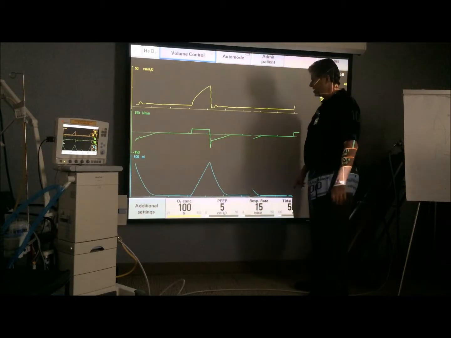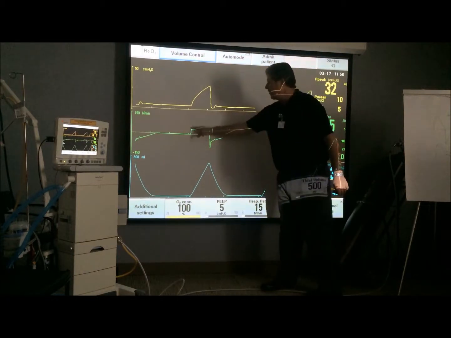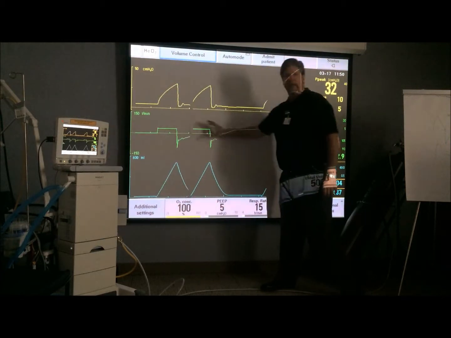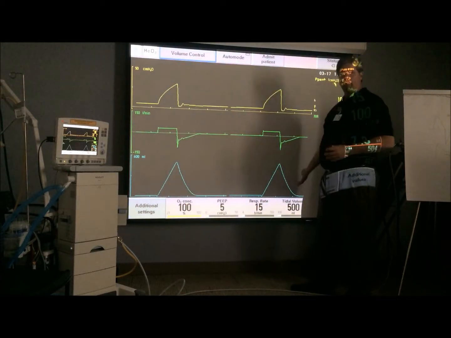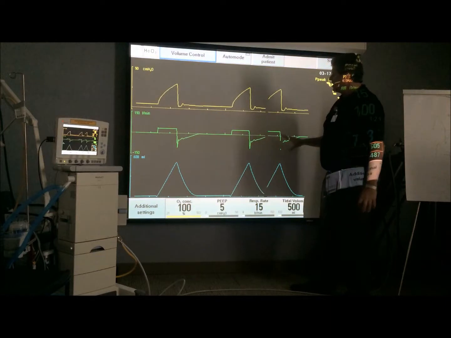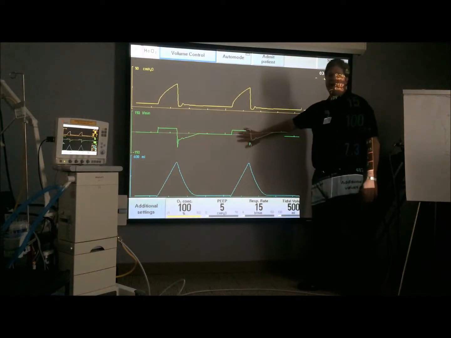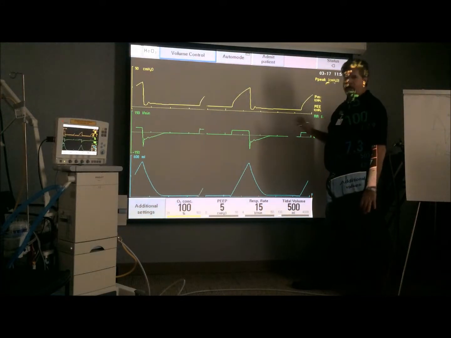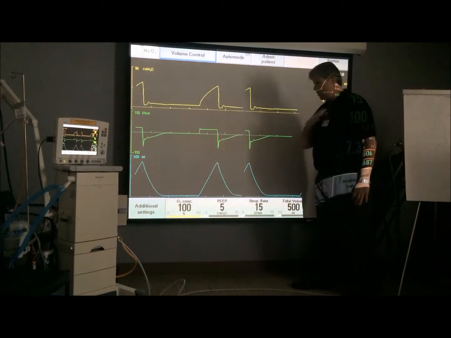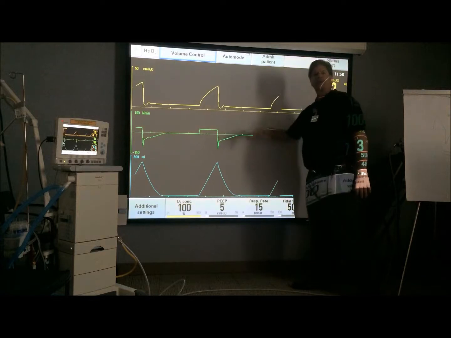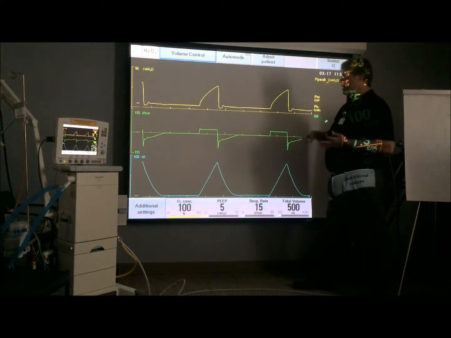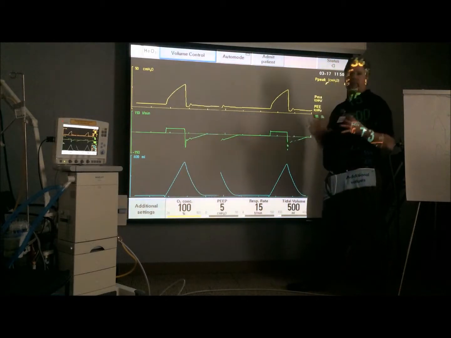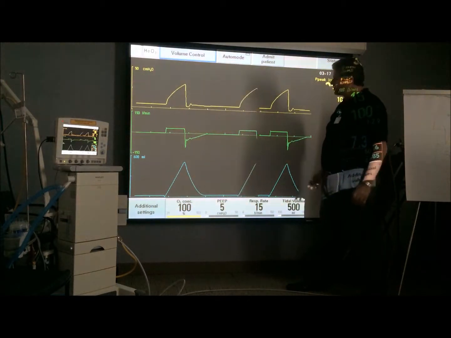If we deliver more flow for the same period of time, the box gets bigger. So the area gets bigger, and consequently we're delivering more volume. The point is that if you could have only one waveform on any ventilator, it would be, as far as I'm concerned, the flow waveform. We can tell leaks and a lot of things from the flow waveform, in terms of how much volume is being delivered.